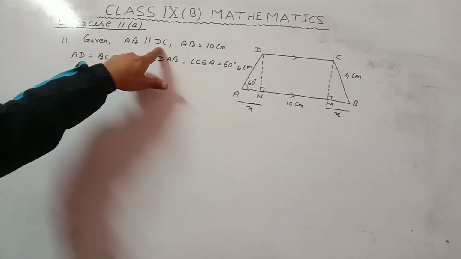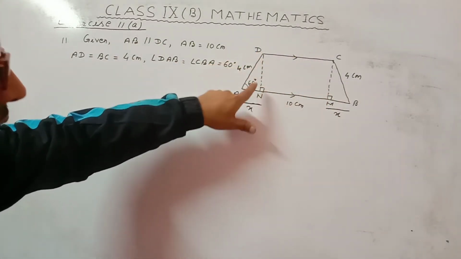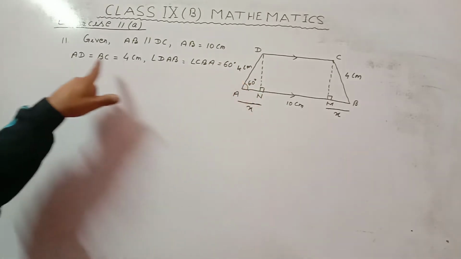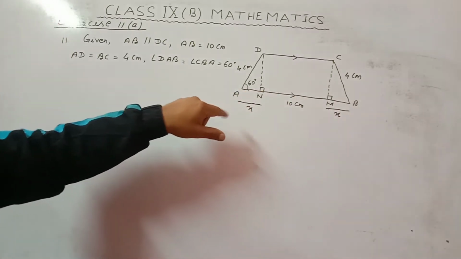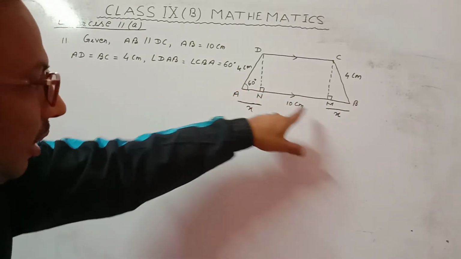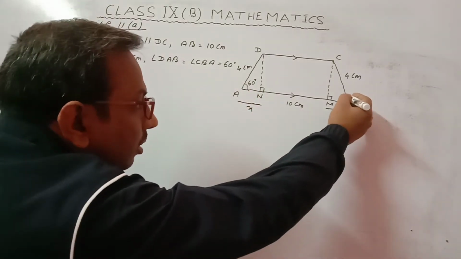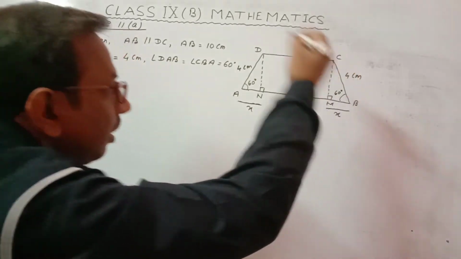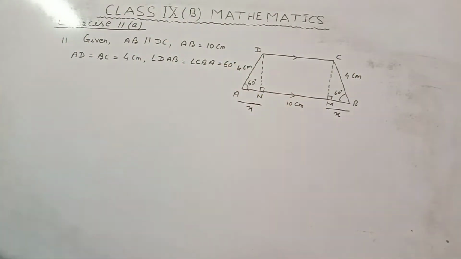AB is parallel to DC. ABCD is a trapezium. This is isosceles trapezium because these two sides are equal. AD and BC are equal, that is equal to 4 centimeter. AB equal to 10 centimeter, and angle DAB is 60. Similarly, angle CBA is also 60 degree. So we are asked to find the length of CD and the distance between CD and AB.